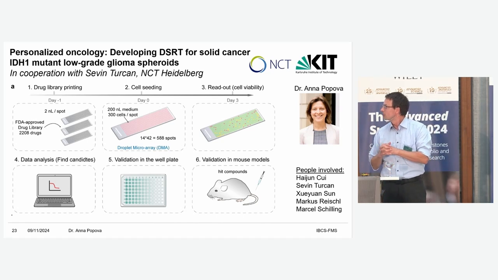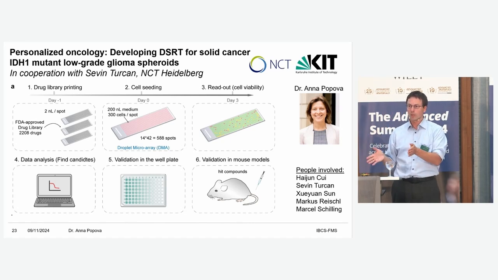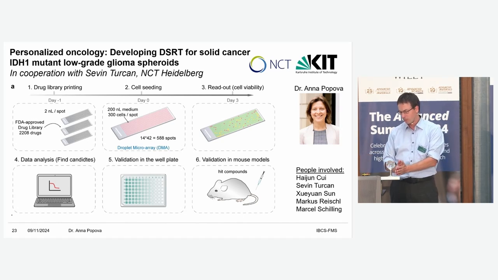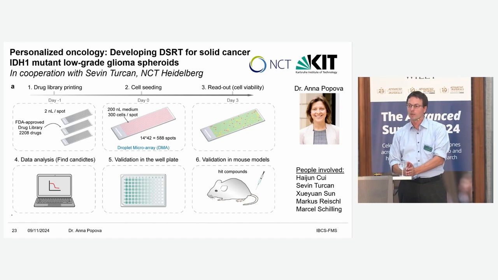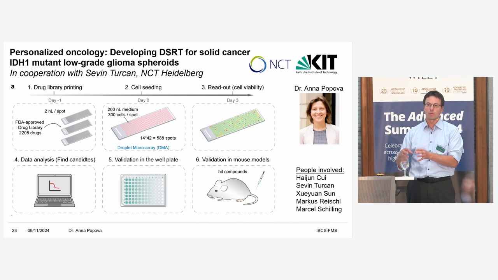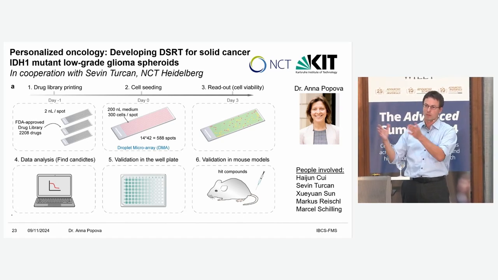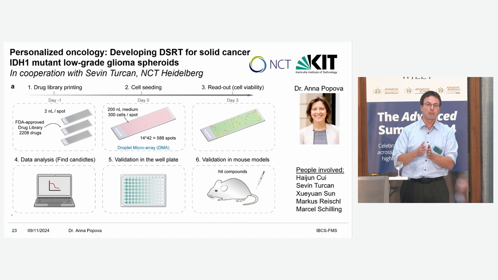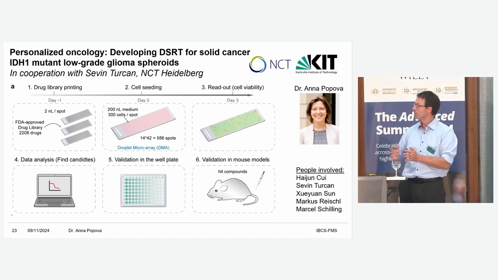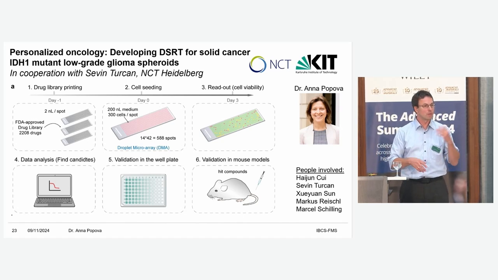We used it in a collaboration with Seven Turkan from Heidelberg, who is working on brain tumor, on glioma, which is an aggressive brain tumor. And we used patient-derived and also drug-resistant glioma cells to form tumor spheroids on the droplet microarray and then screened them with 2,200 FDA-approved drugs for repurposing. And in total, it was 20,000 experiments with all the repetitions.